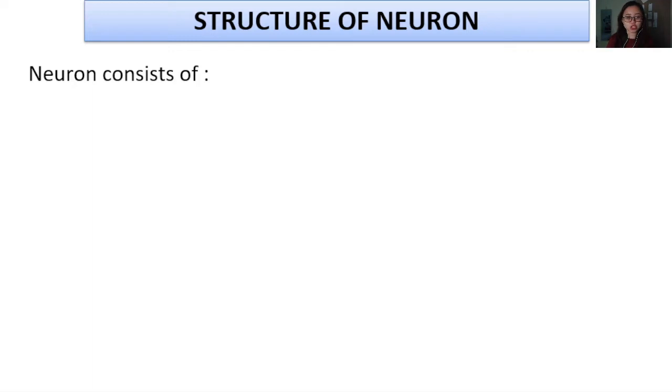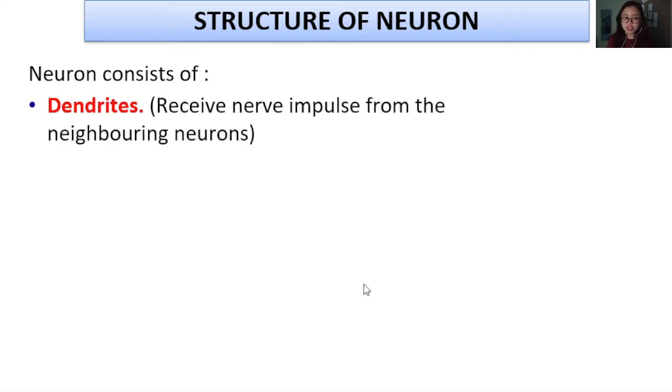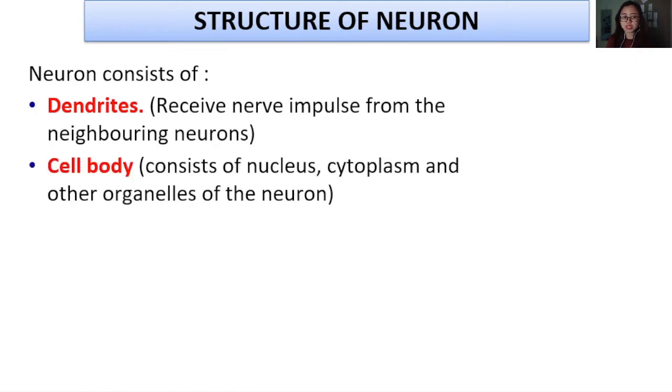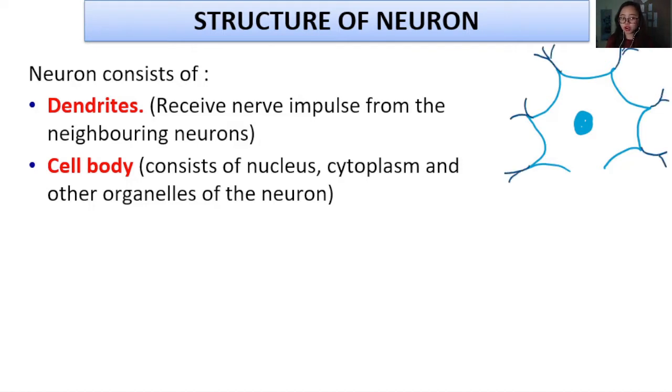Let's talk about the structure of a neuron a little bit more. A neuron will consist of dendrites, which will receive nerve impulse from the neighboring neurons, and a cell body, which consists of the nucleus, cytoplasm, and other organelles of the neuron. So if you have a blank piece of paper, let's try drawing that neuron once again. So here we have the cell body with the nucleus. We also have these dendrites coming off of one side of the cell body.